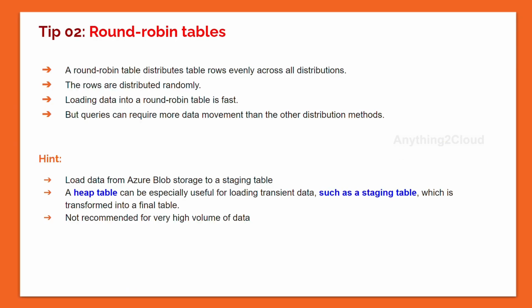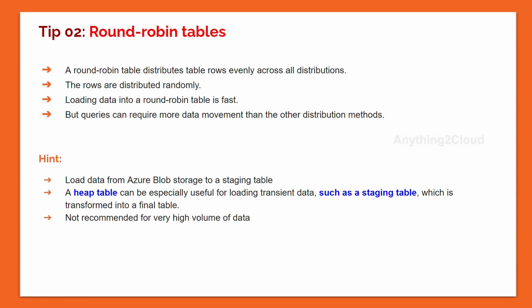Moving on to the next tip. The next tip is on round robin tables. A round robin table distributes table rows evenly across all distributions. The rows are distributed randomly. Loading data into round robin is fast, but queries can require more data movement than the other distribution methods. Round robin tables are mainly used for staging the data. If you want to load the staged data very fast, then you can use round robin distribution. But when you query the data, it's going to take more time compared to the other distributions because a lot of data movement needs to happen with round robin distribution.